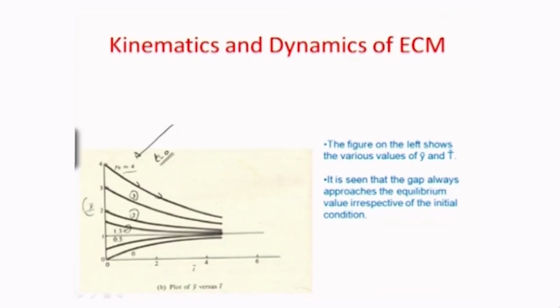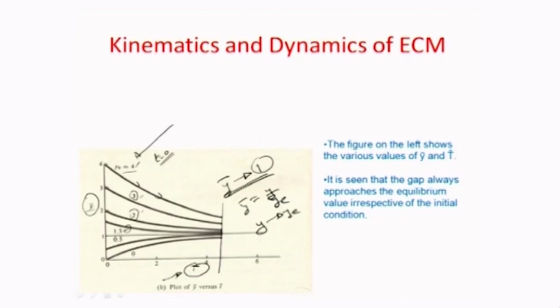So you are plotting y dash on the y axis here and the t dash time scale on the x axis here, and you see eventually that after a certain t dash value is achieved, all these y dashes come very close to 1, which means that, by definition, y dash is nothing but y by ye, right. So this coming close to 1 means that all gaps, whether it is the higher gap 4, 3, 2, 1.5, and so on and so forth, tend to the equilibrium gap corresponding to y dash equal to 1 with time.